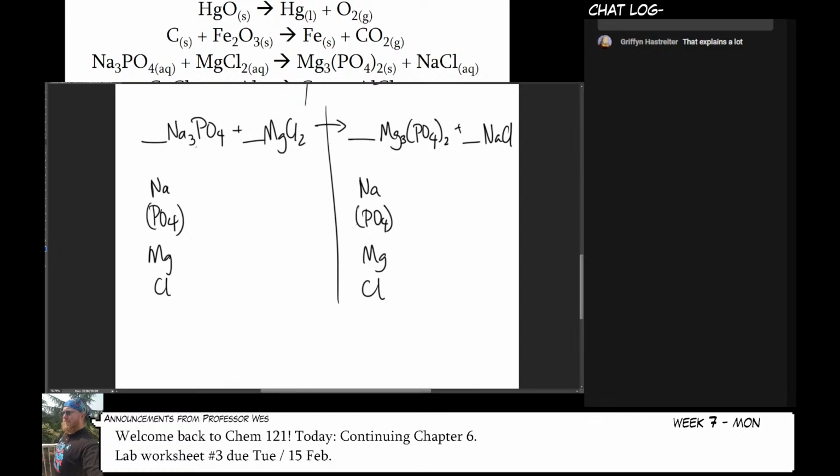So how many sodium do I have? I have 3 of them. I have 1 phosphate, a magnesium, and 2 chlorine. And then over here I have 1 sodium and 1 chlorine, 3 magnesium, and 2 phosphate. And nothing is balanced. Everything is terrible. We need to fix this somehow. And again, look for the most complicated thing. In my opinion, that's this.